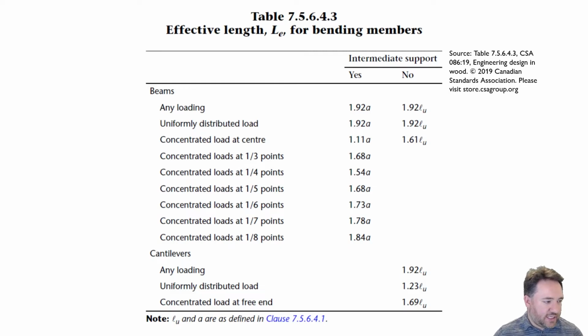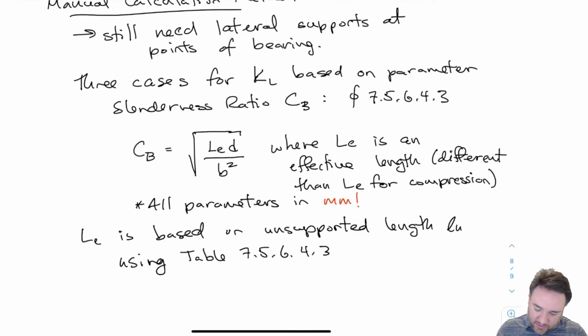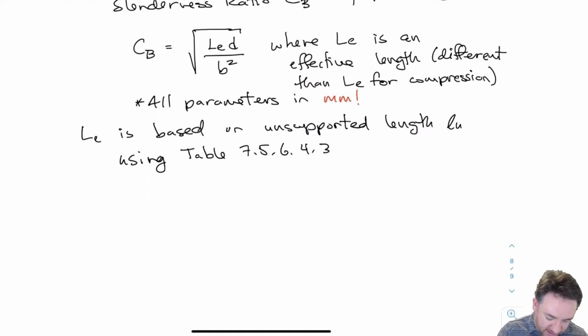Basically, any loading in this table is just any kind of loading that does not fit into one of the other categories. So if I have a loading condition that doesn't fit into uniformly distributed load, concentrated load at the center, concentrated load at 6th points, etc., then I just use the default value, which you can see is a worst case value of 1.92. A longer effective length here is going to make a higher slenderness, which is going to make our beam more likely to experience lateral torsional buckling.